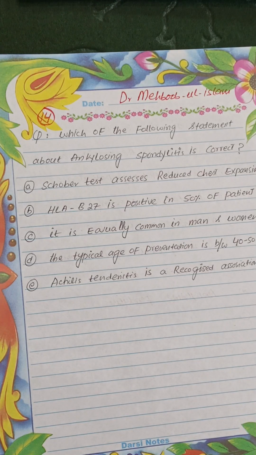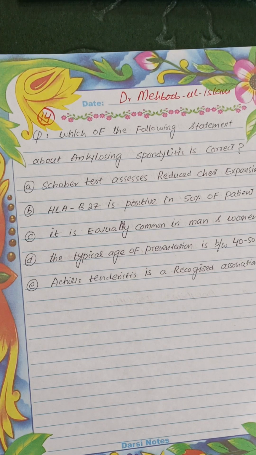Question number 14. Which of the following statements about ankylosing spondylitis is correct? Option A: Schober test assesses reduced chest expansion. We know that the Schober test is done to measure spine mobility and not chest expansion. So this is incorrect. Option B: HLA-B27 is positive in 50% of patients with ankylosing spondylitis. This is also incorrect because we know that HLA-B27 is positive in 90% of patients with ankylosing spondylitis.